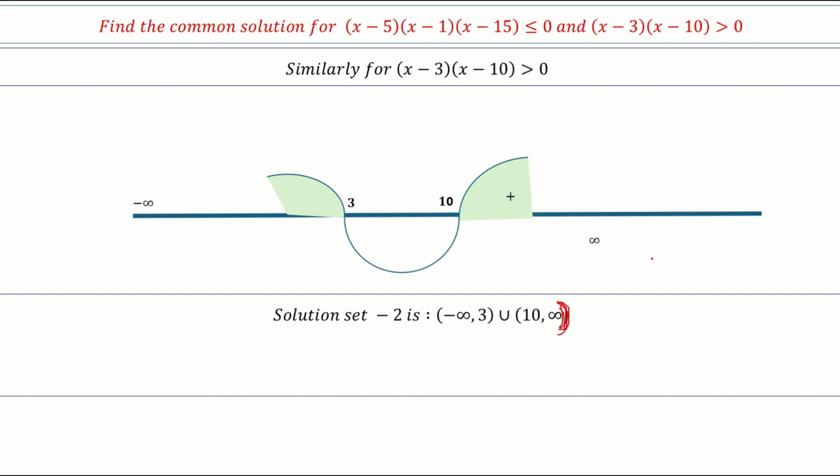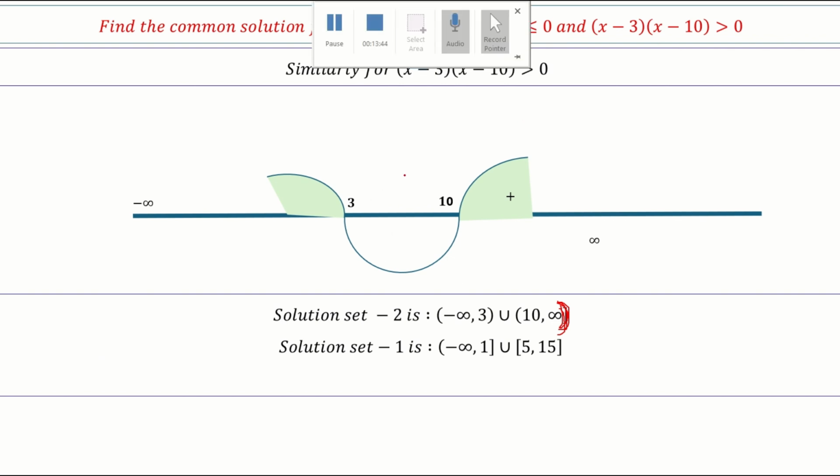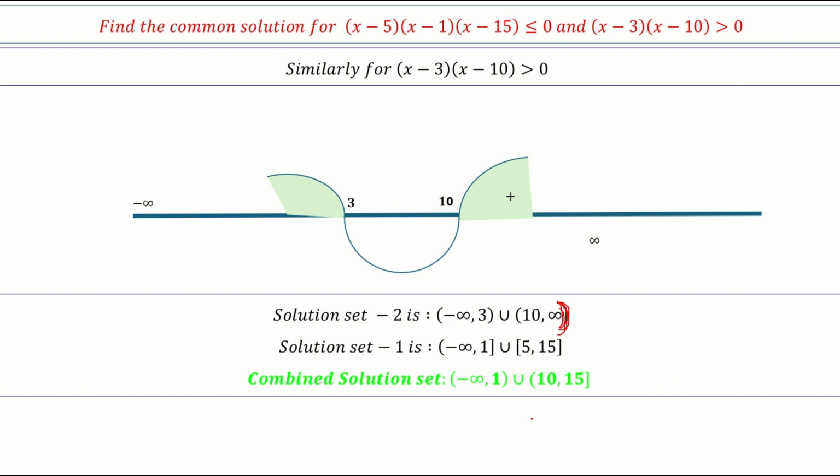Okay, now this is my other solution set. Sorry, this first expression is x minus 5 into x minus 1 into x minus 15 less than or equal to 0. Now you just find the common solution set from these, which is minus infinity to 1 union with 10 to 15. Again at 15, I should not keep this. Yeah, 15 is inclusive. Yeah, that's fine. Okay, so this is how you solve problems with the wavy curve method and get the range of a given inequality.